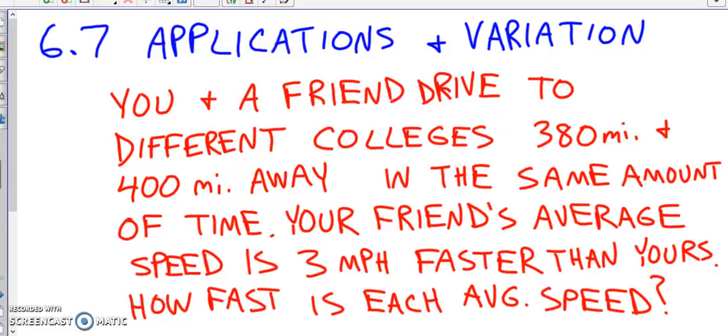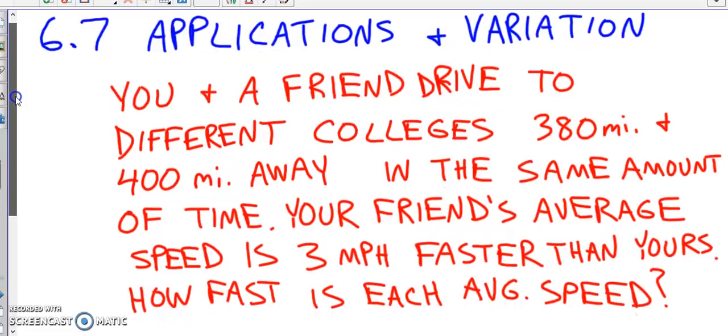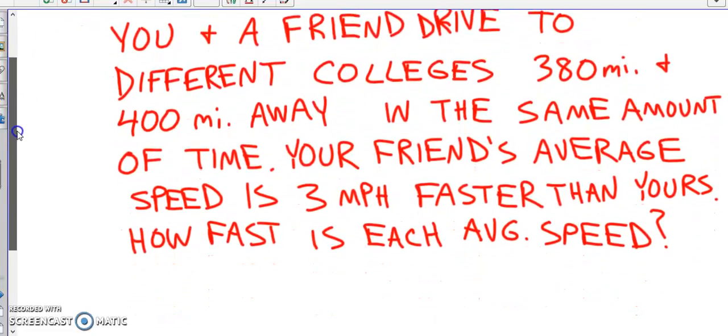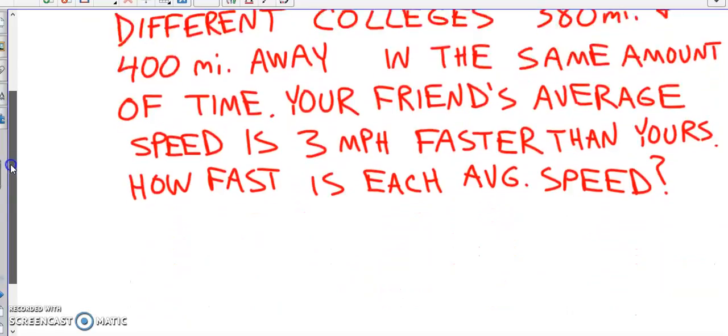So you and a friend drive to different colleges, 380 miles and 400 miles away, respectively, in the same amount of time. Your friend's average speed is 3 miles per hour faster than yours. How fast is each average speed? Of course, feel free to pause this video if you need more time to write.